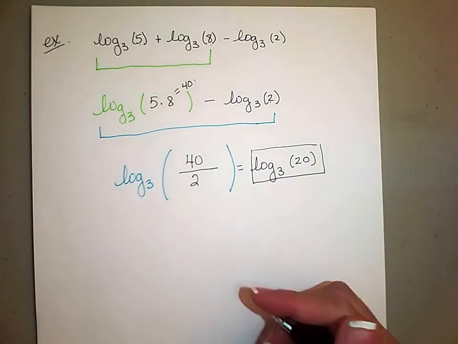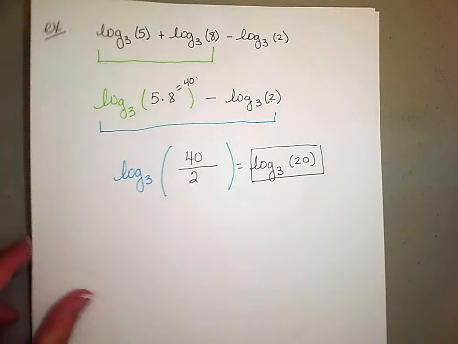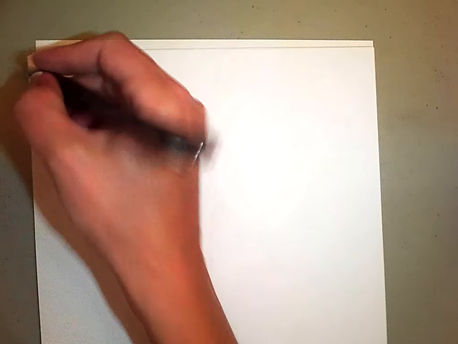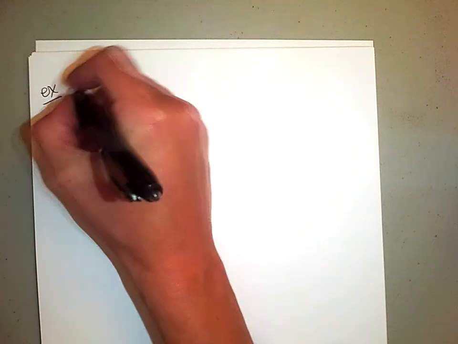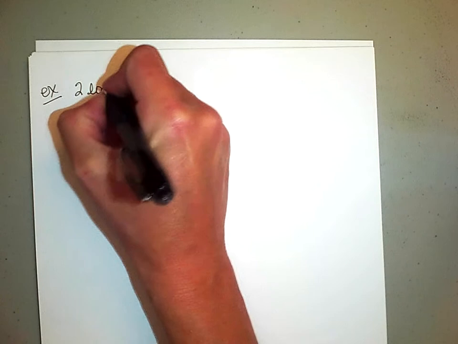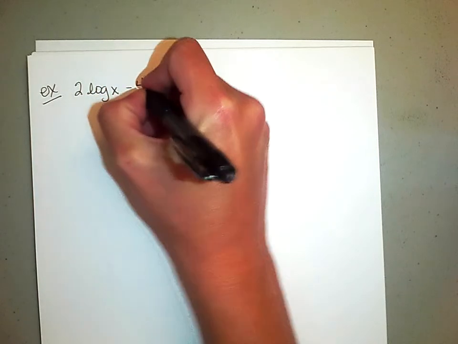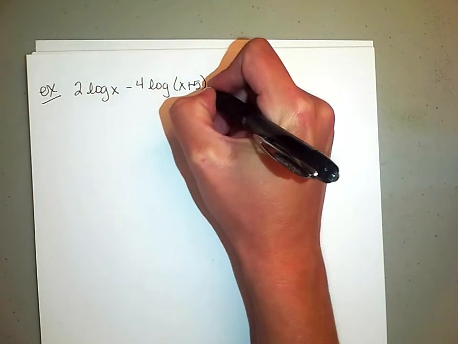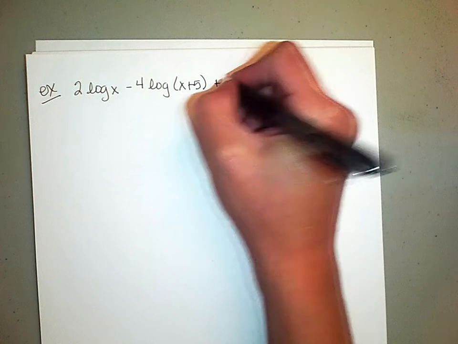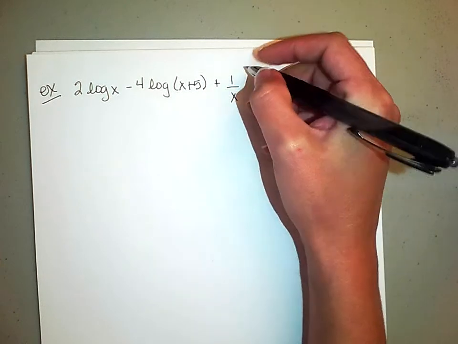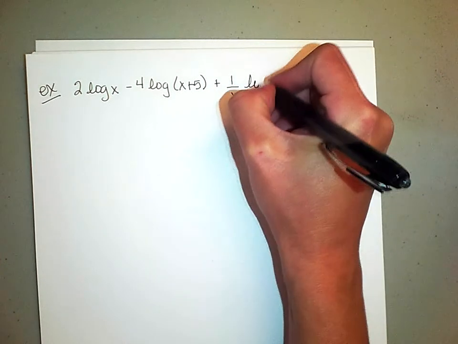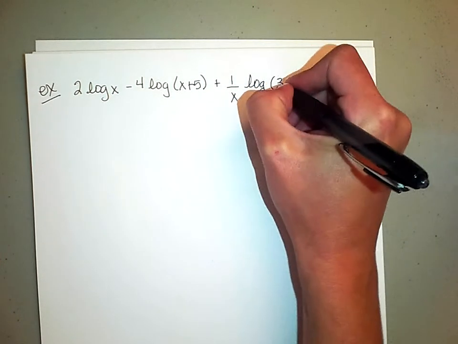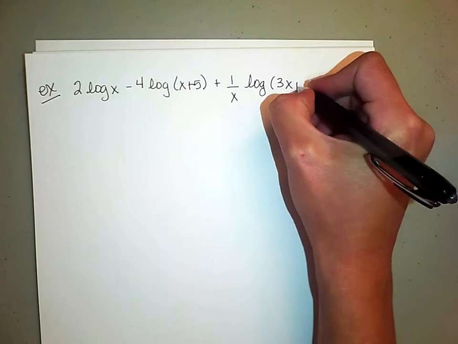Let's do another example. 2 times the log of x, minus 4 times the log of x plus 5, plus 1 over x times the log of 3x plus 5.